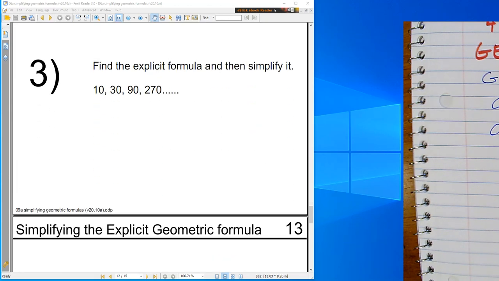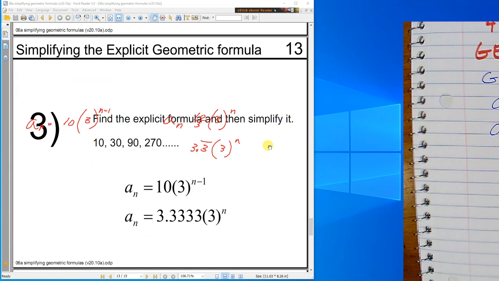Let's see. Looks like it's going up by 3. Value of the first term, ratio, n minus 1. Value of the 0 term. Okay, so it was dividing by 3, dividing by 3, dividing by 3. So I'm going to write it as 10 over 3. That's the value of the 0 term, ratio to the n, or maybe as 3.3 repeating, ratio to the n. Let's see which ones I put on my slide. Okay, so 3.3 repeating.